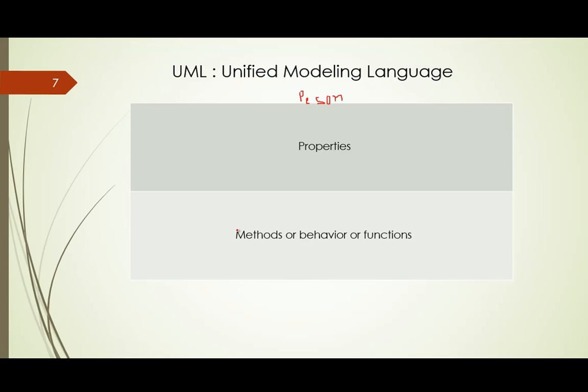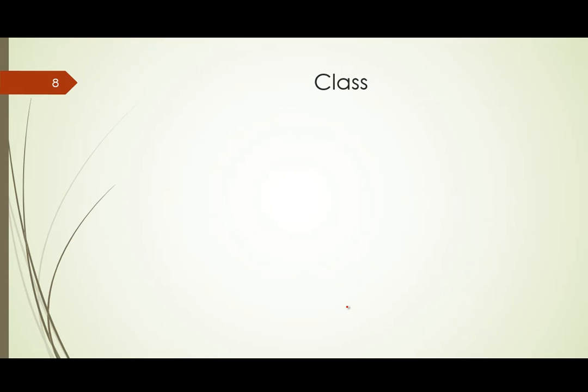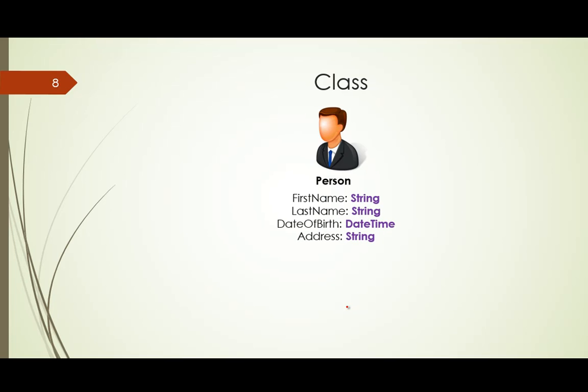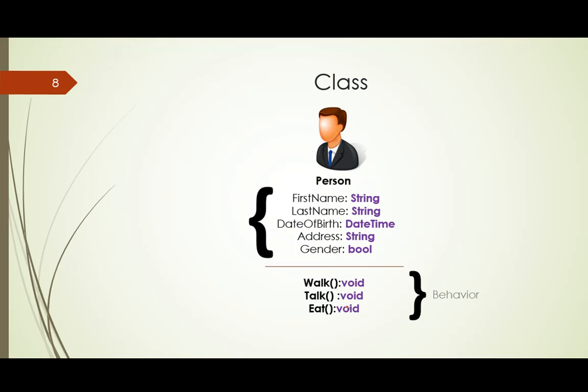UML really represents a class in short. That's it. So let's see a UML of a person class. Let's say this is a person, and a person should have a first name, last name, date of birth, address, gender, and these are data, or attributes, or properties. And the second half will contain the behaviors, or functions, or methods. Whatever you say is correct: behavior, logic, methods, or functions.